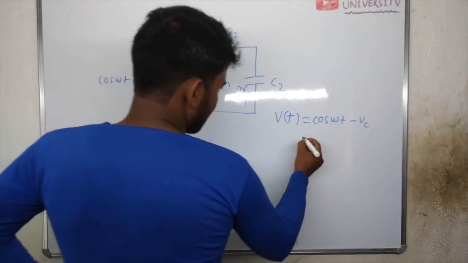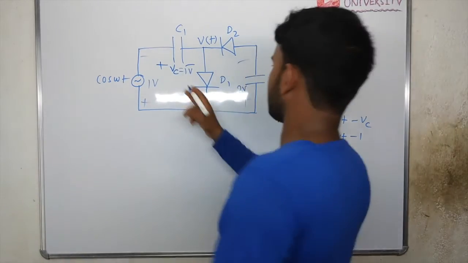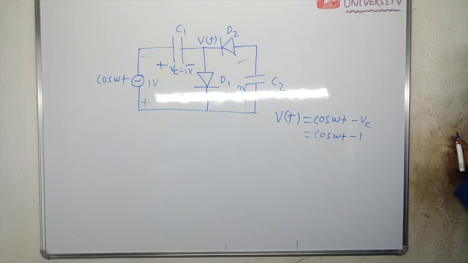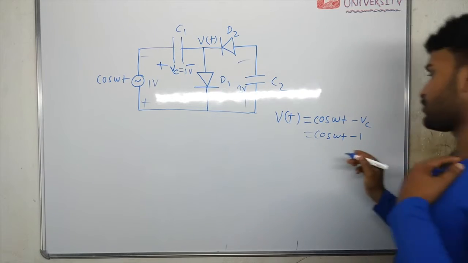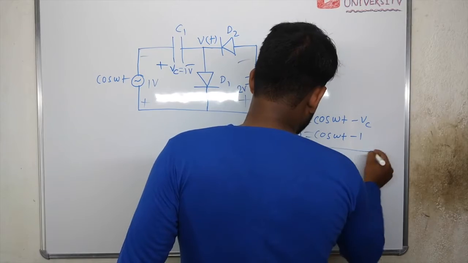So what is the V of t value? It is cos omega t minus VC, that is 1 volt. This capacitor is 1 volt. So this is the answer to the question. The question is about what is V of t. V of t is cos omega t minus 1.